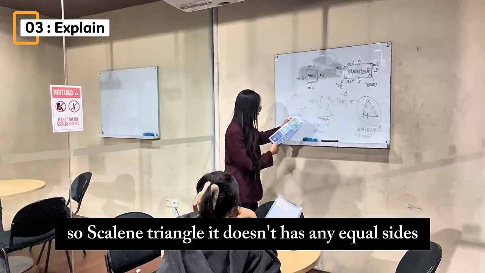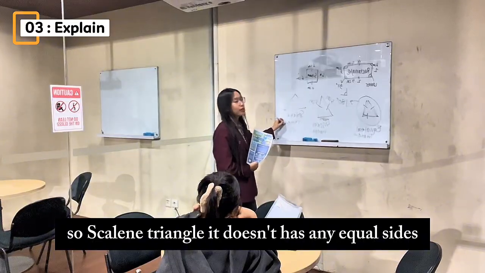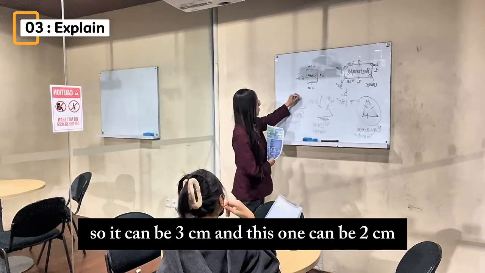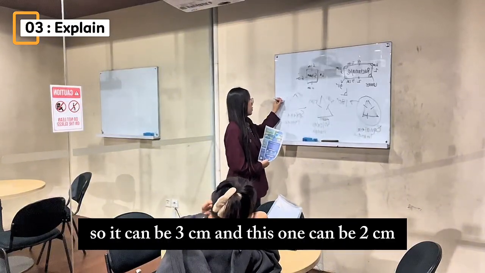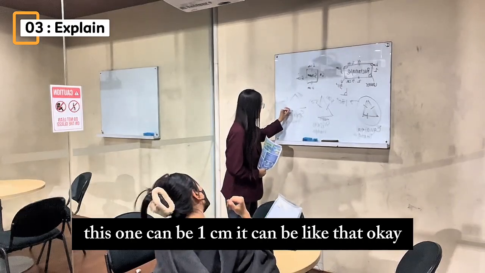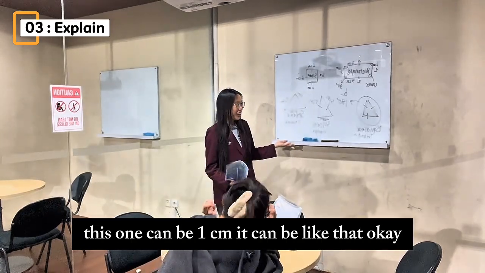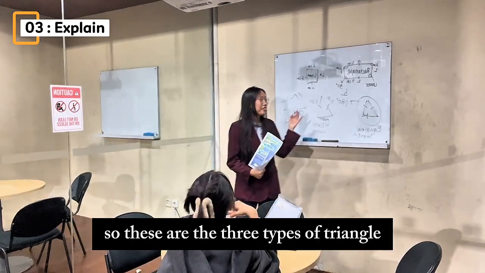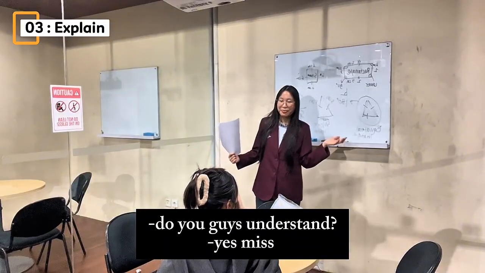So scalene triangle, it doesn't have any equal sides. So it can be 3 centimeters, and this one can be 2 centimeters. This one can be 1 centimeter. It can be like that. Okay, so these are the three types of triangle. Do you guys understand? Yes, ma'am.